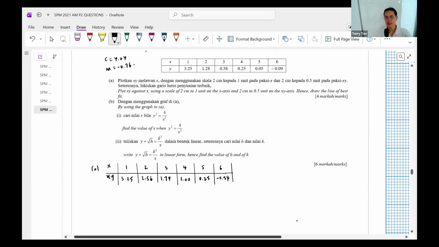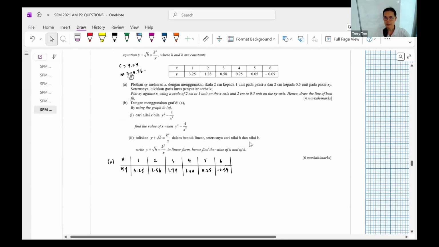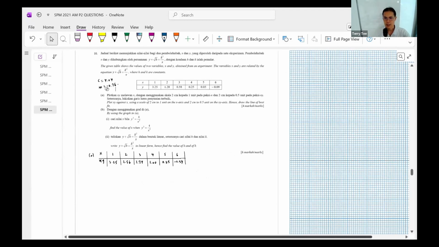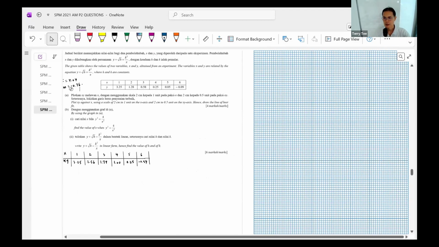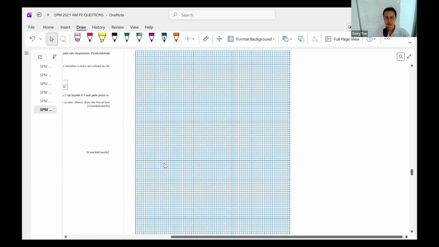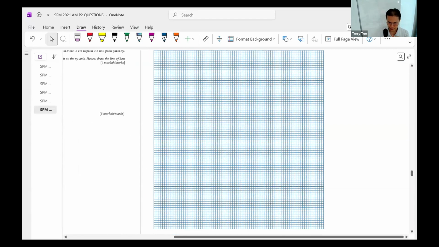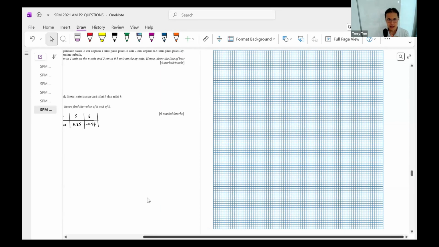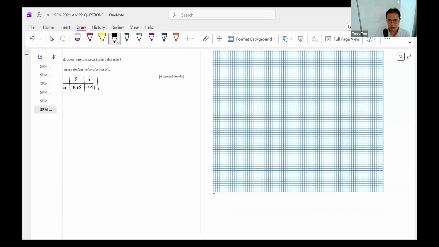Be careful when you draw this. The scale usually is given, but you know this has a negative value, so we've got to leave some space below. The scale is 2 cm to 1 on x, 2 cm to 0.5 on xy. Because my lowest point is negative 0.54, I need to reserve negative 1. The scale is 0.5, so I need negative 1 here. This is negative 1, negative 0.5. This is my horizontal axis.